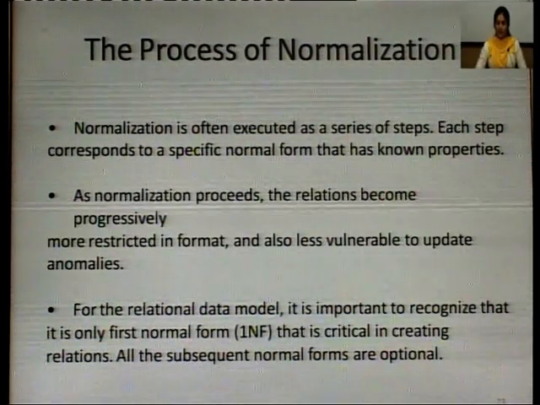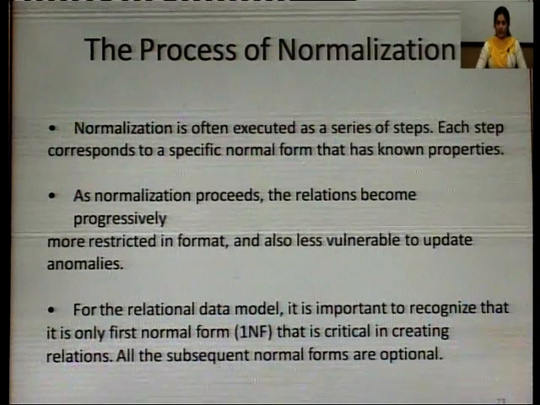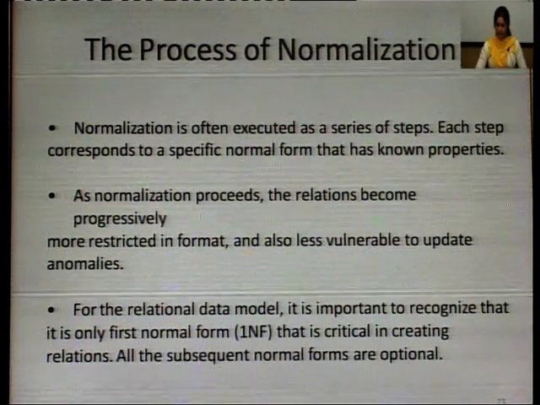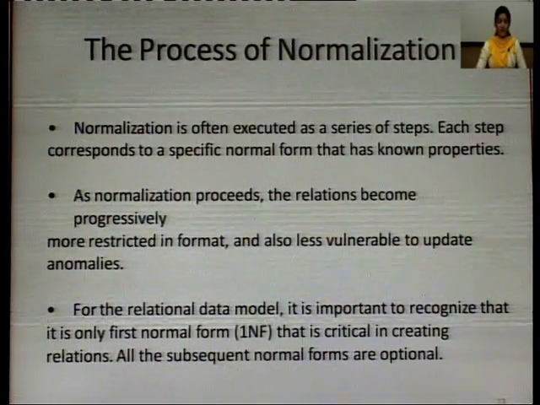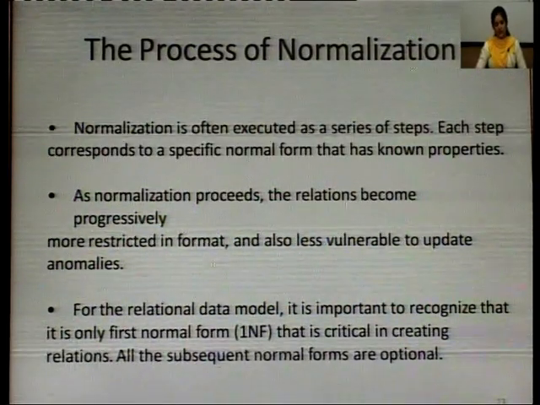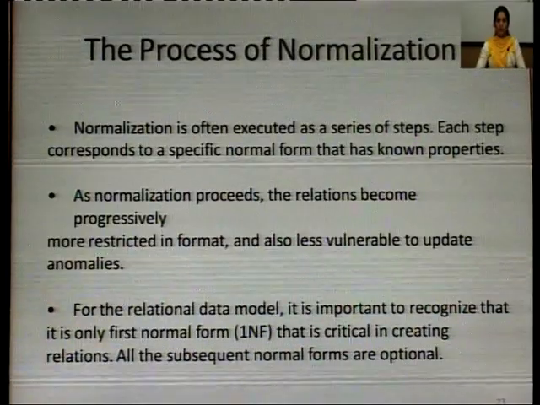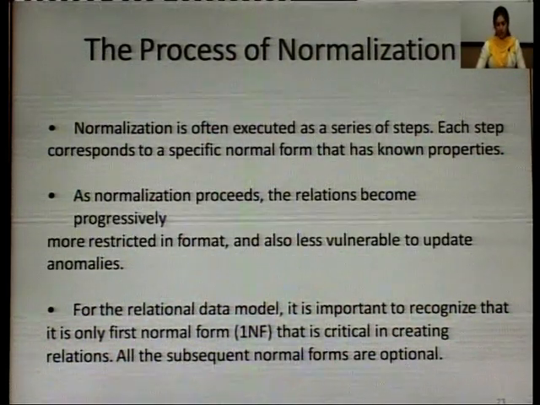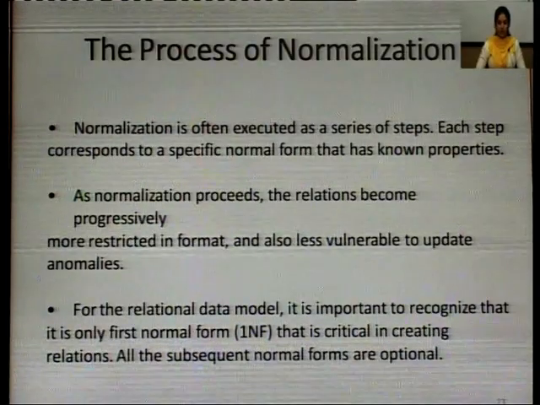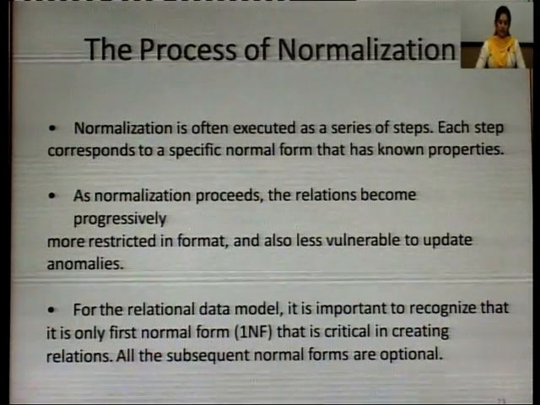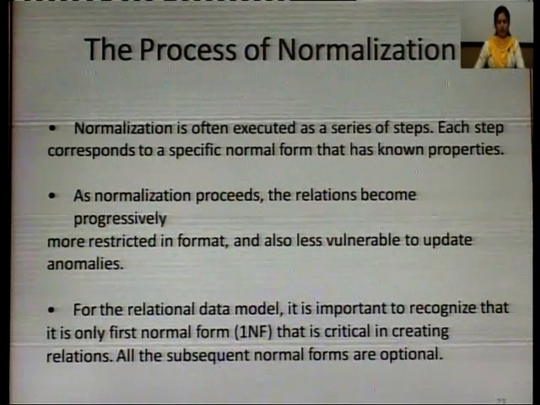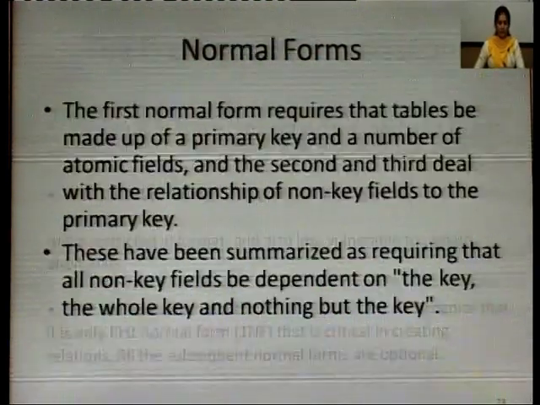For the relational data model, it is important to recognize that it is only first normal form that is critical in creating relations. All the subsequent normal forms are optional. Whenever you are doing normalization, you have to make sure that you implement first normal form very carefully. After that, all the normal forms are optional. You may skip one of them.